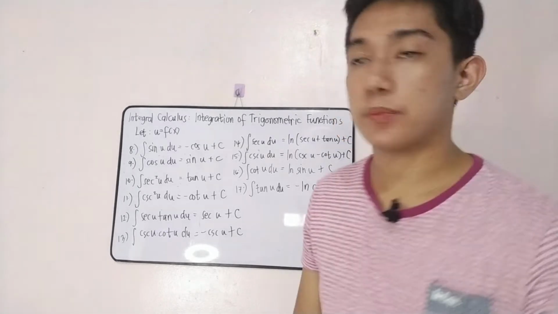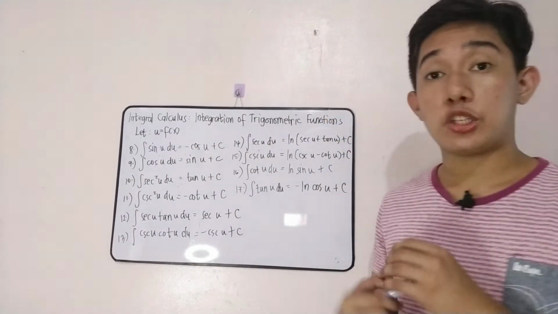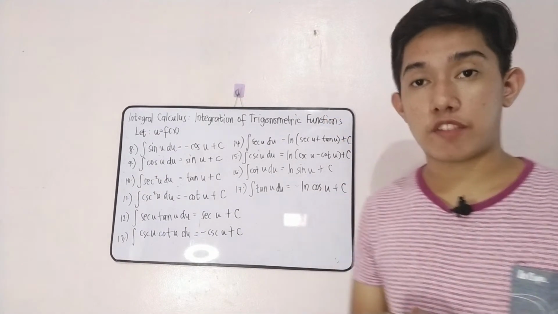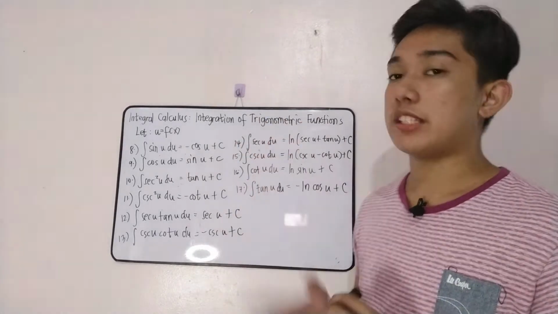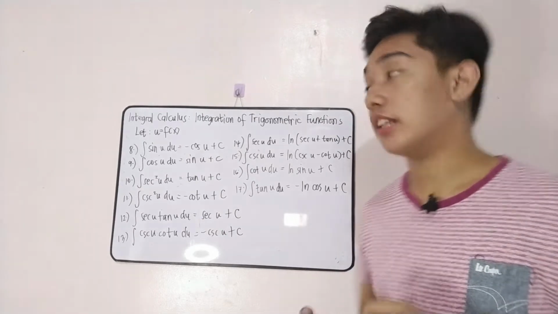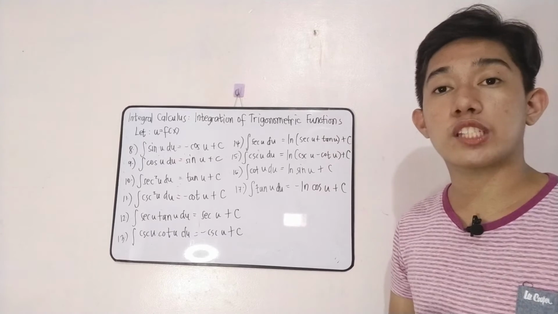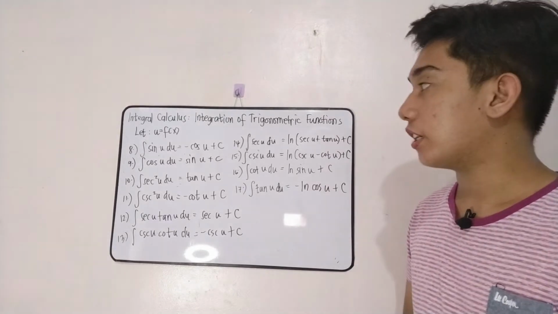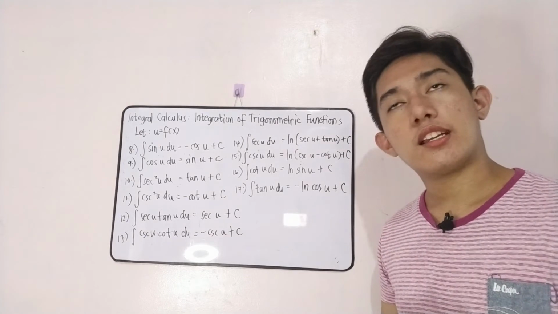Okay? So, let's start. I have assumed that u is equal to a function of x, so it is a differentiable function of x. For this case, the following rules will be satisfied. First rule, the integration of sine u with respect to u is just equal to negative cosine of u plus c.